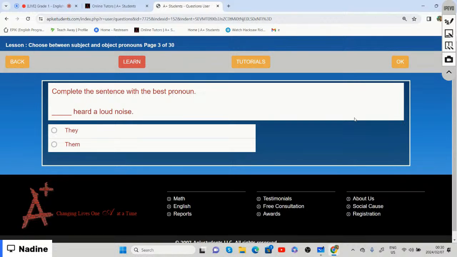So we need to complete the sentence with the right pronoun. Before we go, do we say they heard a loud noise or them heard a loud noise?